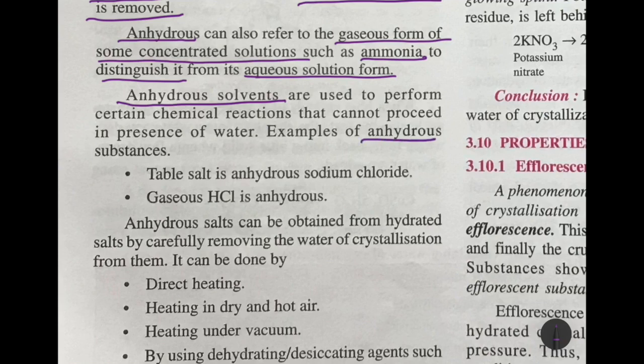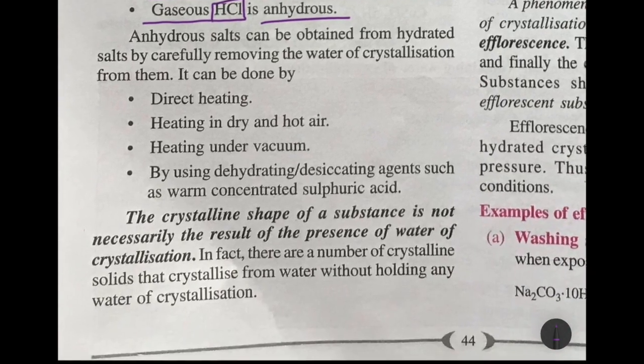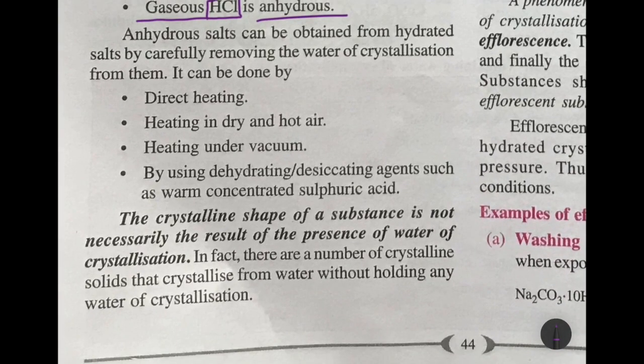Now, examples of anhydrous substances which do not contain water of crystallization are table salt, anhydrous sodium chloride. Gaseous hydrogen chloride is anhydrous because it does not contain water. If hydrogen chloride is put in water, then it will turn into hydrochloric acid. Okay. Now, anhydrous salts can be obtained from hydrated salts by removing, you already know, what do we remove? We remove water of crystallization.